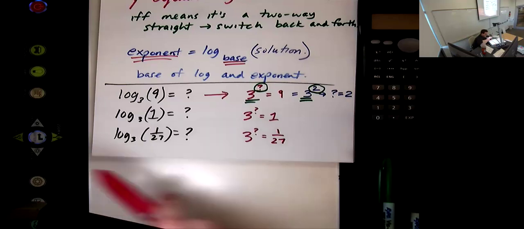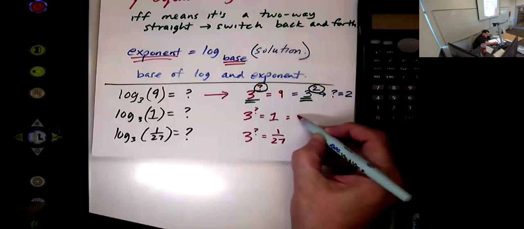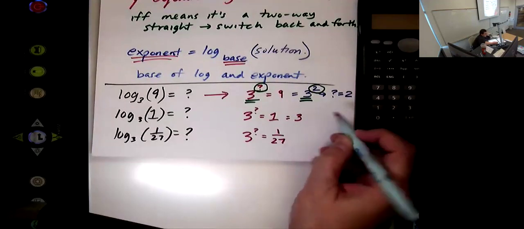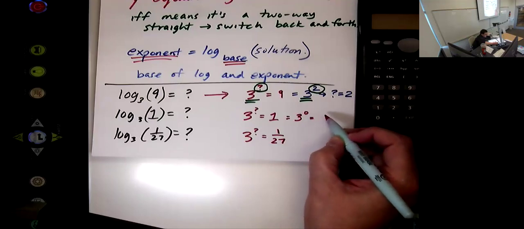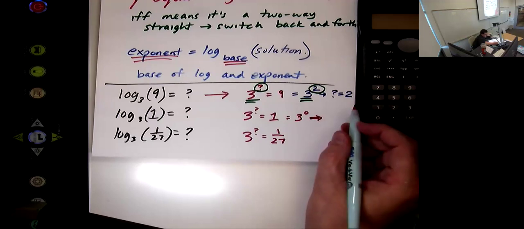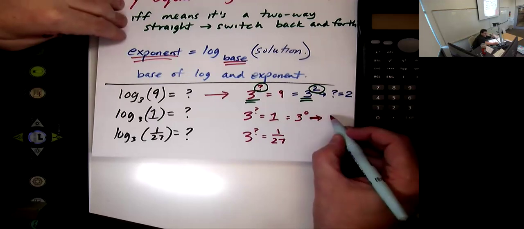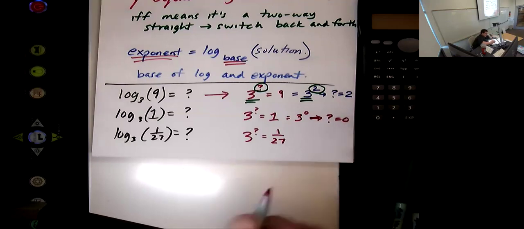This one's a little tricky. Can I write 1 as 3 to some power? If so, what power? 0. It's the 0 power. Anything to the 0 power is 1, right? Except for 0 and infinity. That's a calculus topic. So the question mark equals 0 here.